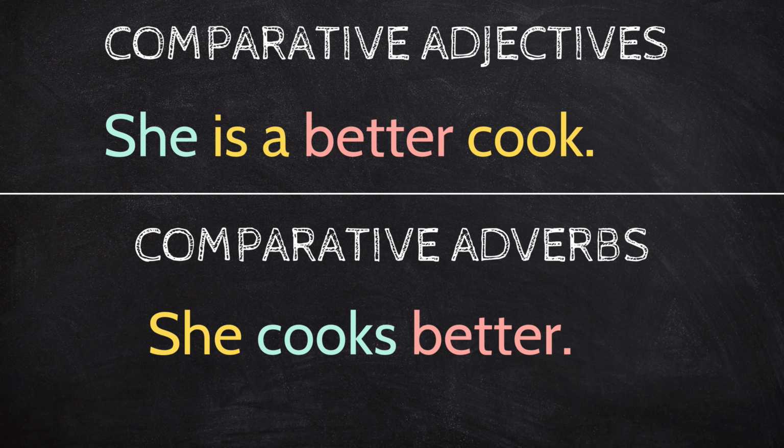So, comparative adjectives. She is a better cook. Here we are not saying her skill is better, but we are saying that she is a better cook. That's why it is focusing on the noun, so it is a comparative adjective. Next is: she cooks better. Here we are focusing on the word cook. That's why here better is a comparative adverb, not an adjective. Let's see some examples of superlative adjectives and superlative adverbs as well, so that we can get to know this topic better.